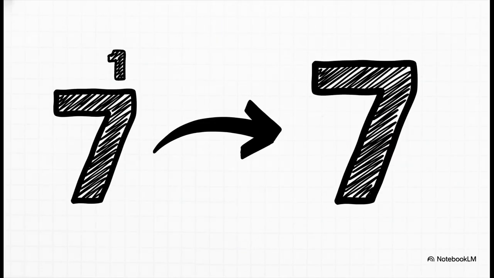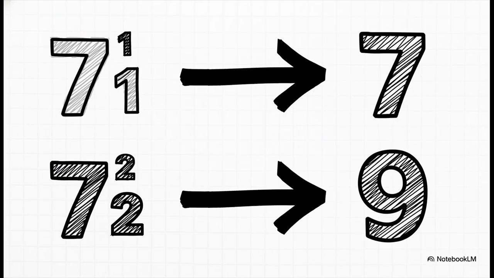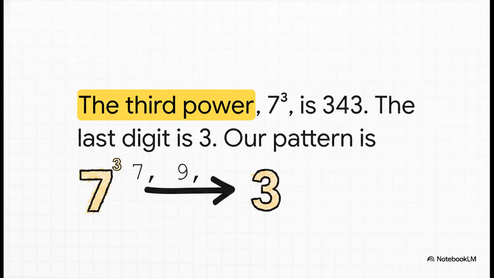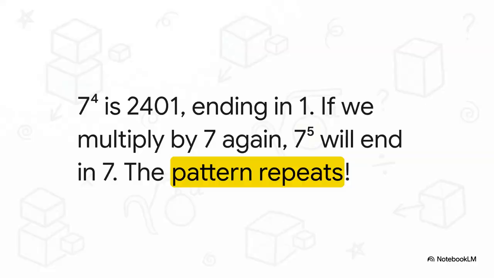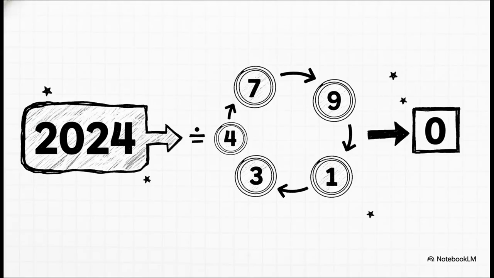Let's start small. 7 to the power of 1. Well, that ends in 7. Easy enough. Okay, 7 squared is 49. We only care about that last digit, so that gives us a 9. All right, what's next? 7 cubed is 343. So our last digit is now a 3. Are you starting to see a pattern yet? 7 to the 4th is 2,401, which ends in a 1. And what happens if we multiply by 7 again? Well, 1 times 7 is 7. We're right back where we started. The pattern repeats itself.